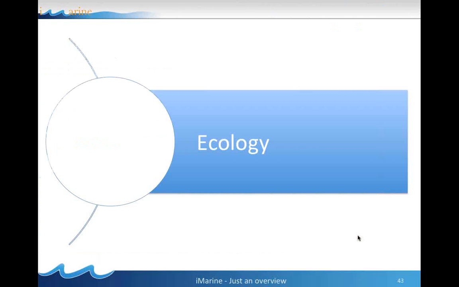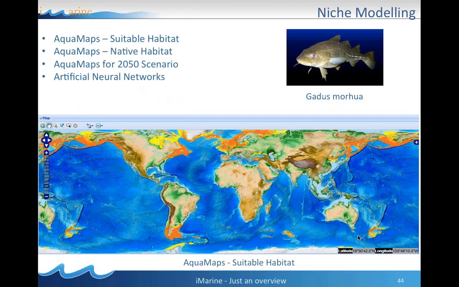For what regards ecology, and we mean the interaction between species and the abiotic conditions of their living environments, we have several facilities. The first ones are to perform niche modeling, and in particular we host several methods belonging to the AquaMaps approach. In this case you see an image reporting the suitable habitat for the Atlantic cod. And there are several alternatives to produce this kind of model. And this is what is called niche modeling.